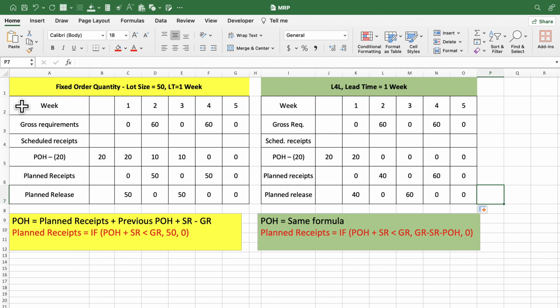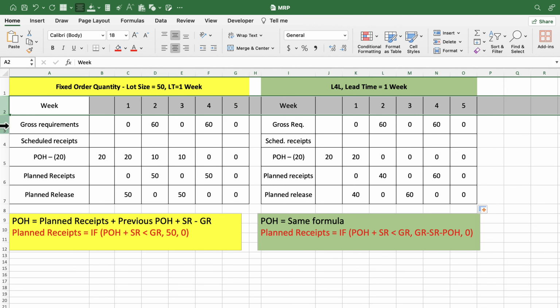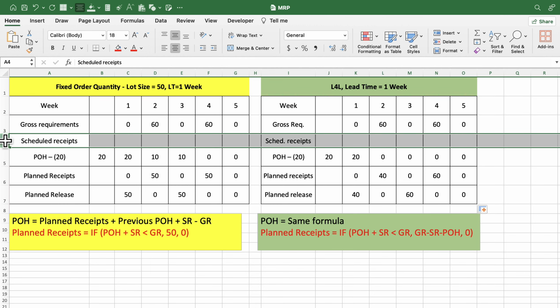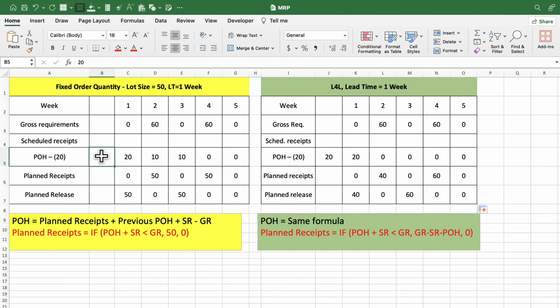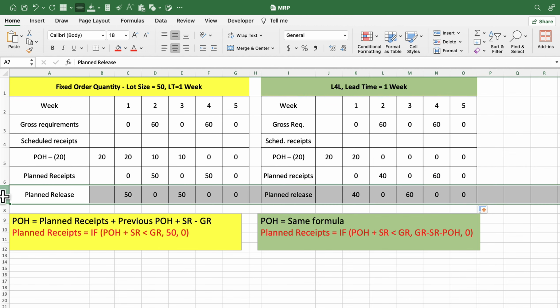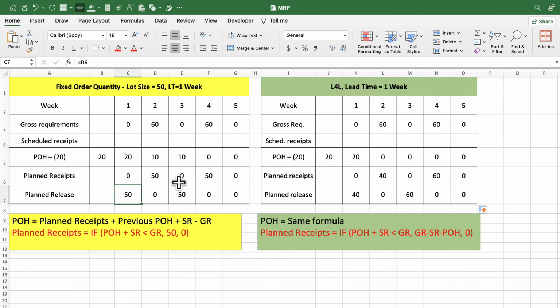Now let's make sense of this one. Here this is our week, this is our gross requirements, scheduled receipts are 0, projected on hand is 20 starting point, and then we calculate for other periods, and this is planned receipt, which means this is the quantity that would be required, and this is our action, which means what we have to do. So to get this 50 we place an order here, and to get this 50 we place an order here. And the same thing here in lot for lot, we need 40 units, we place an order 1 week before that. Here in period number 4 we need 60 units, we place an order here.